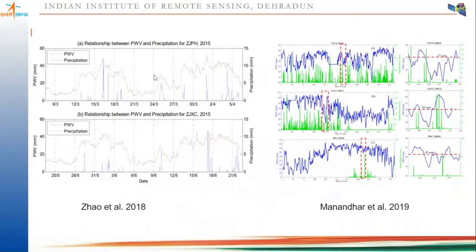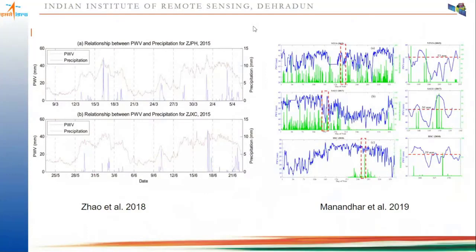So we have seen here that once the rainfall is about to occur, there will definitely be some rise in the PWB a few hours before. So this analysis can also be used for rainfall detection and monitoring. So another example is this. This was all using the ground-based methodology, or the ground-based measurements.